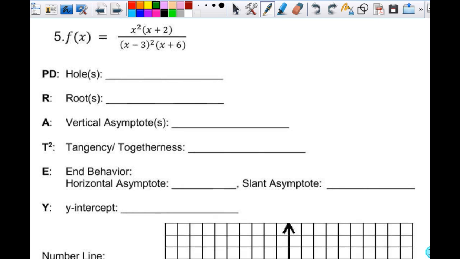No. And how do I decide that? If you can cancel anything out. I can't cancel anything out, therefore there is no point discontinuity. So this is none.